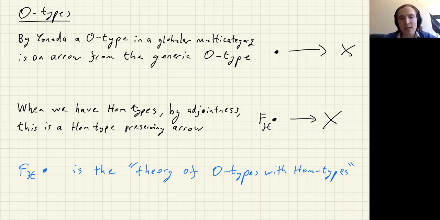If we start off with a zero type in a globular multicategory, then now viewing that globular multicategory as a presheaf, we can use the Yoneda lemma and say that actually a zero type is the same as an arrow from the generic zero type, which is just the presheaf that has a single point. But now by adjointness, that's going to correspond to an arrow that starts from the globular multicategory of homomorphisms freely generated by the point. So we could say that FH of the point is the theory of zero types with homomorphism types.